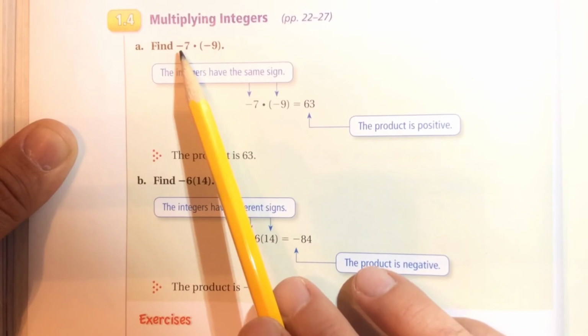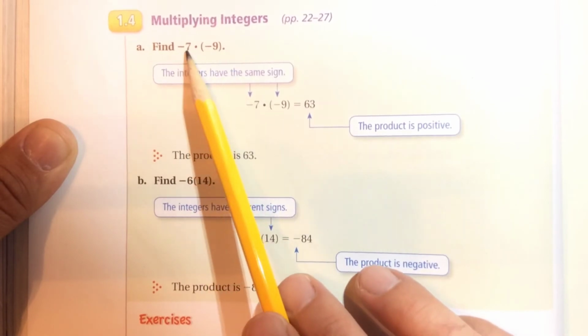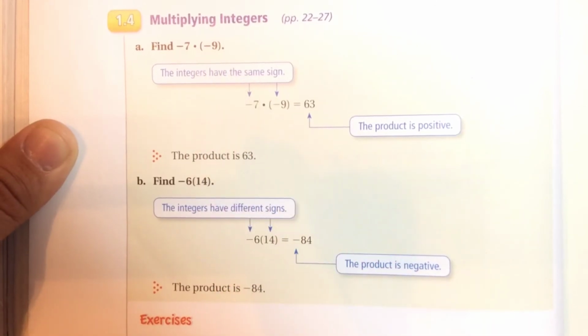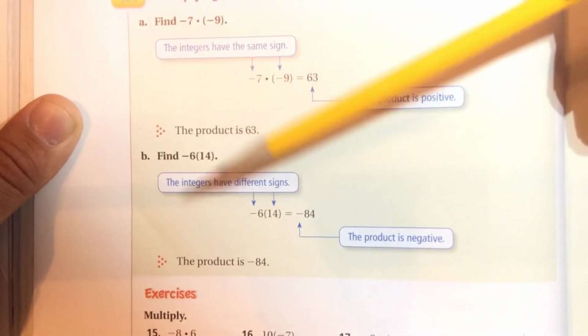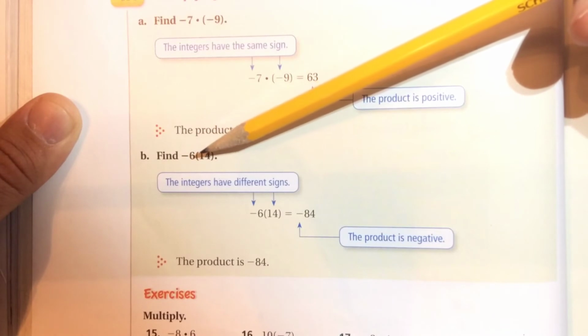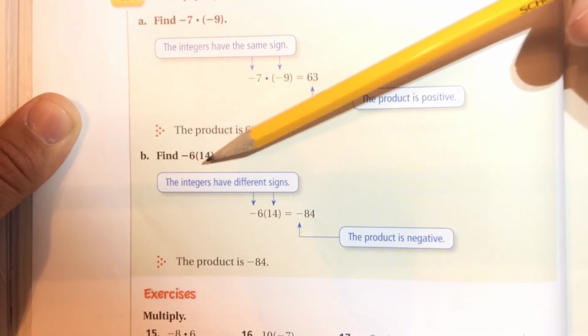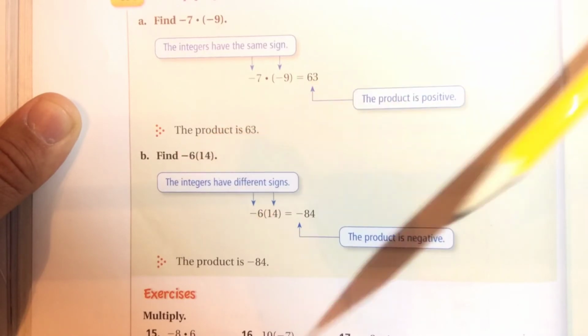Here's negative 7 times negative 9. 7 times 9 is 63. Same sign, so it's positive 63. And here, negative 6 times 14, different sign, so our answer will be negative. 6 times 14 is 84, negative 84.